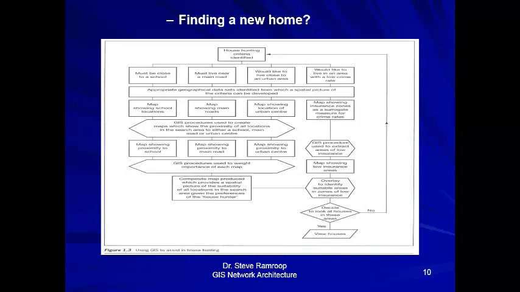Another example of a GIS application can be in finding a new home. In this flow chart, you see at the top, house hunting criteria identified, and there are a number of criteria. On the next level, in order to find a suitable house, that house must be close to a school, must be near a main road, would like to live close to an urban area, would like to live in an area with a low crime rate.